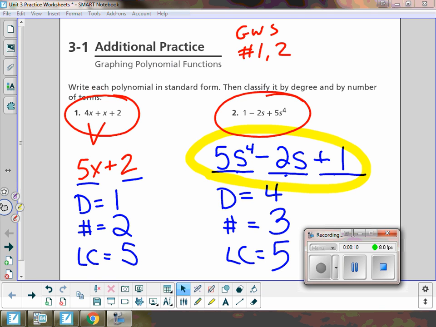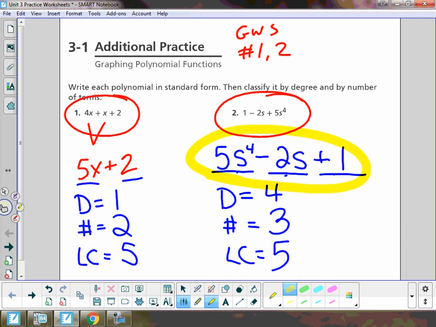In section 3.1, we started the day today looking at these two functions on the green worksheet for 3-1, numbers 1 and 2. We noted that for this one, they wanted to know what the degree was. We said it was 1 because the exponent there is understood to be 1. The number of terms was 2, and the leading coefficient is 5.